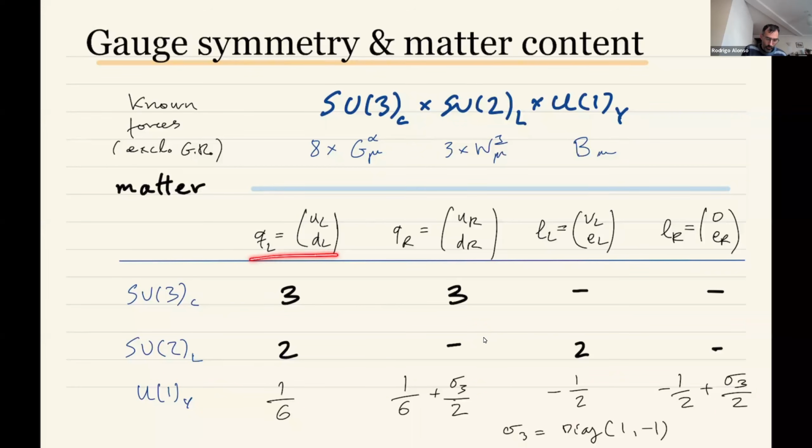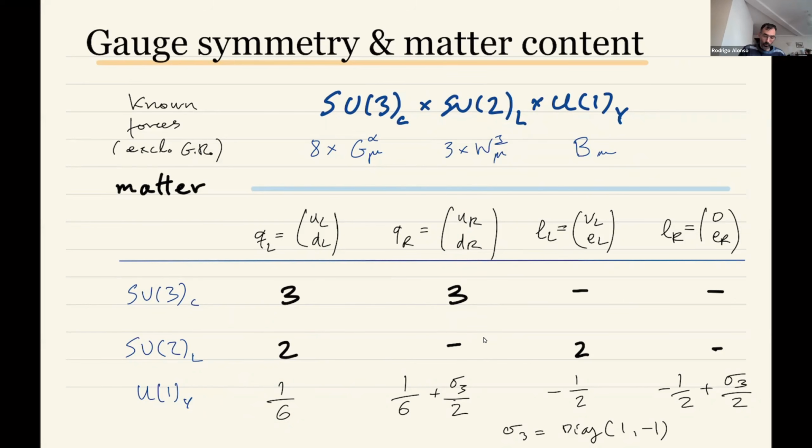The quark doublet is a fundamental under SU(3). You can think of it as a complex vector that is rotated by these transformations. It is also fundamental under SU(2) left, has this other index that is acted upon by weak isospin, and has a hypercharge of 1/6 in the convention that we'll be using here. Then we have the right-handed quarks, up and down right-handed, that I arrange in this right-handed doublet. They are in the fundamental representation of SU(3).